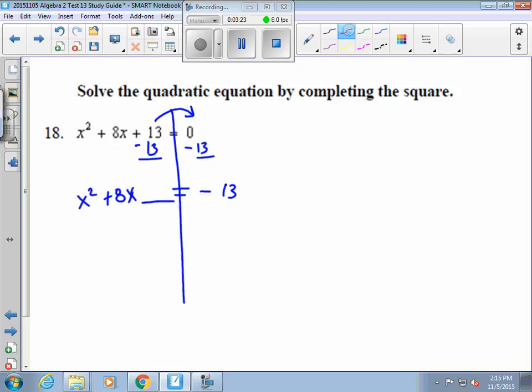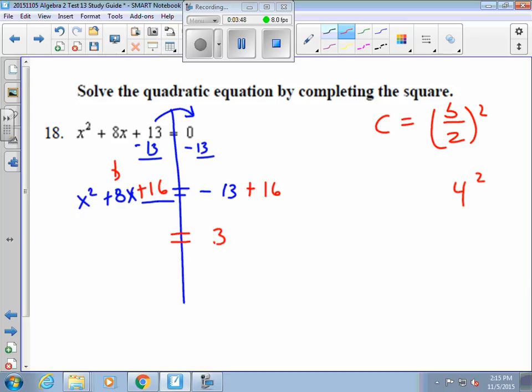Find yourself a new C again. C is B over 2 squared, or half of B. B's value in this case is 8. So 8 over 2 is 4, and 4 squared is positive 16. Remember, though, when you get 16 and put it on one side of the equation, you have to add it to the other side to keep it balanced. So negative 13 plus 16, when you put them together, since they're opposite signs, you subtract them. 16 minus 13 is 3, and 16 has the higher absolute value, so it's positive 3.